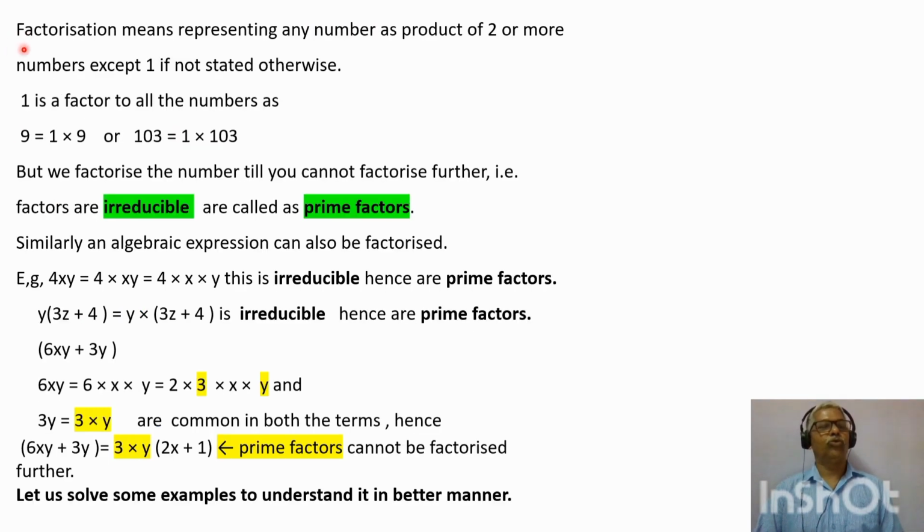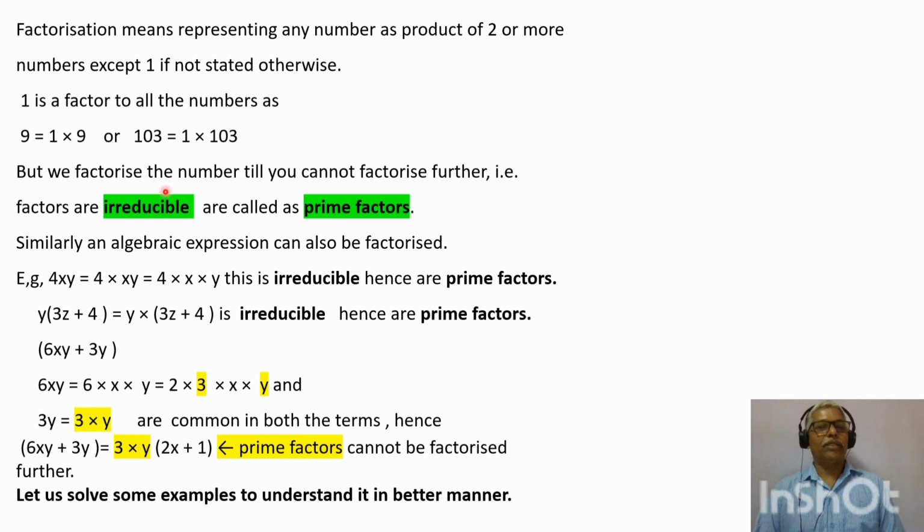Explanation continues. Factorization means representing any number as product of two or more numbers except one. Okay. If not stated otherwise, leave this statement for time being. Factorization means representing any number as two or more numbers. One is factor to all the numbers. Now take these two examples at random. 9 equal to 1 into 9, or 103 is equal to 1 into 103.